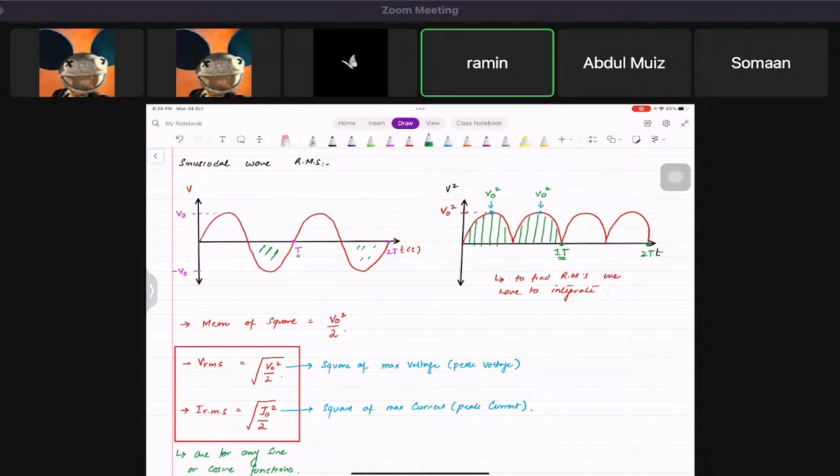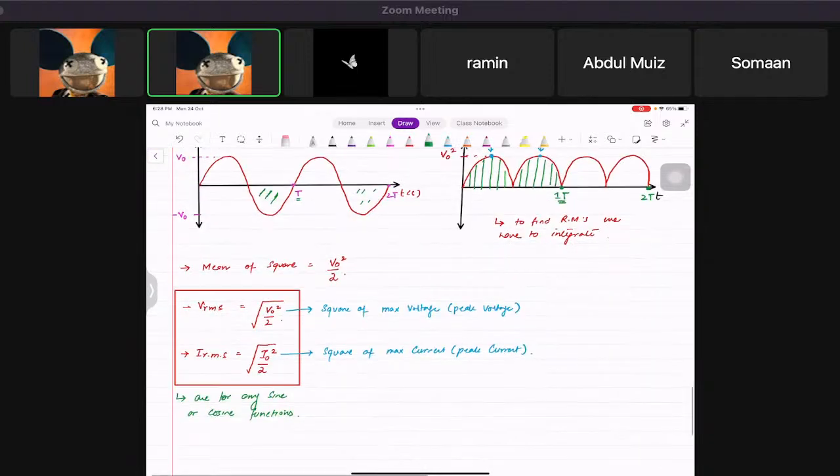And we could do the same thing for current. So that's how it is. These two equations can only be used for cosine and sine functions, nothing else. So you guys need to remember that.